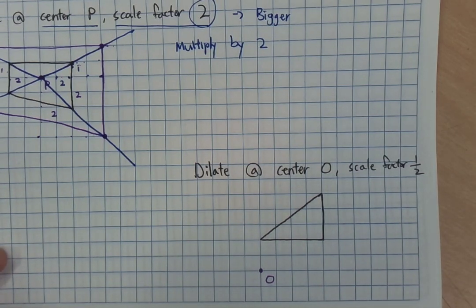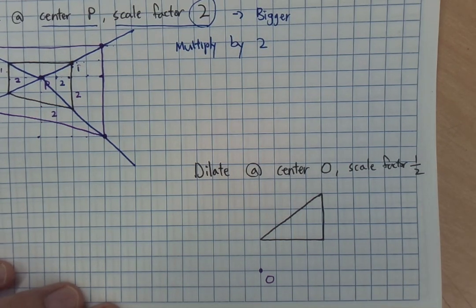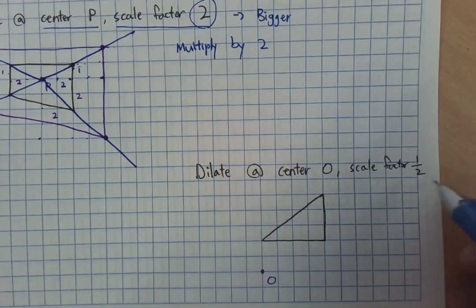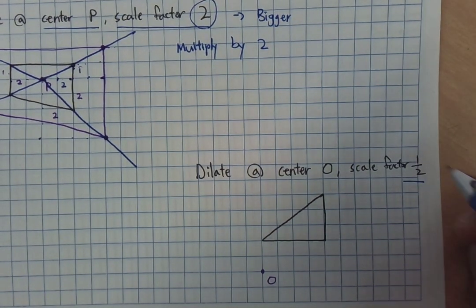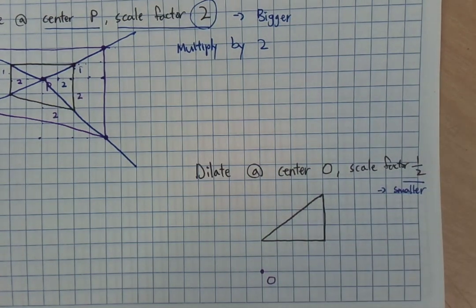Now, the question is dilate at center O, scale factor 1/2, right? Now we already know then, because scale factor is less than 1, it's gonna get smaller, right? So after you dilate, if it's something that's bigger than this triangle, then something's not right, right? Okay, this time we have a center outside of a shape.